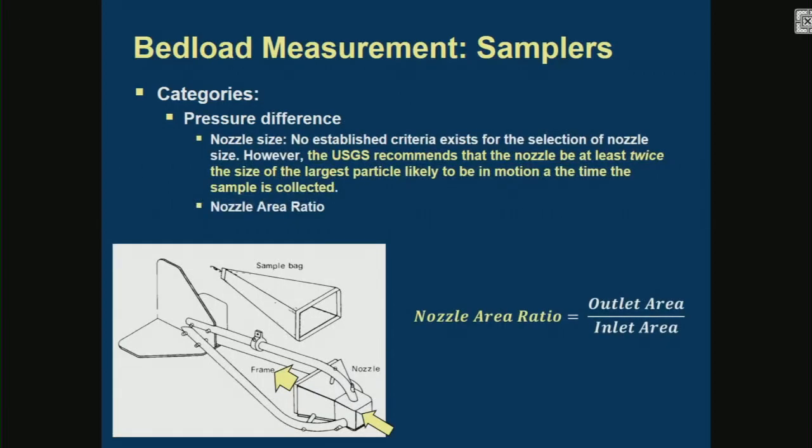So the pressure difference samplers, this is what they look like. They have a nozzle similar to this, but they have this outlet area, and they call this the nozzle area ratio, and that was developed and tested by the FISP to try to get that sampler efficiency of 1. So the inlet and outlet are different sizes, and there's a recommendation for the nozzle area to be at least twice the size of the largest particle that you're trying to collect.